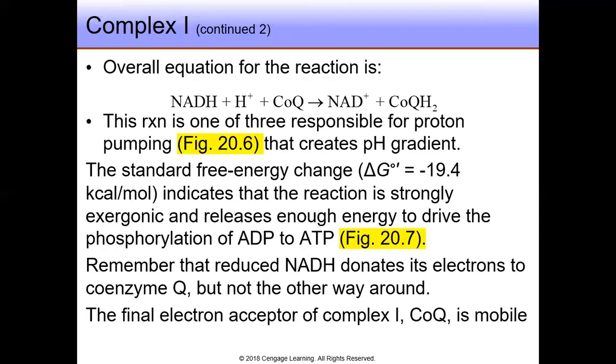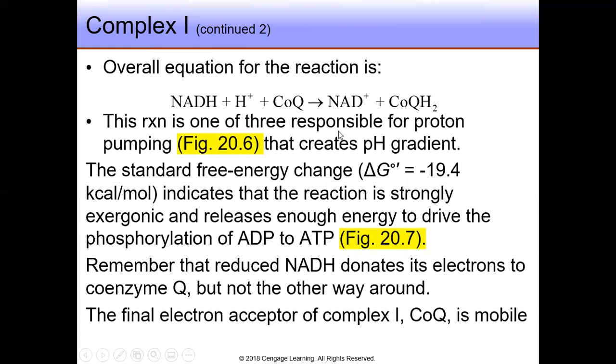Next, this is the overall reaction. This is the overall equation for the reaction: NADH plus H plus CoQ to give NAD plus CoQH2. Now, notice that the final electron acceptor in complex 1 is CoQ.